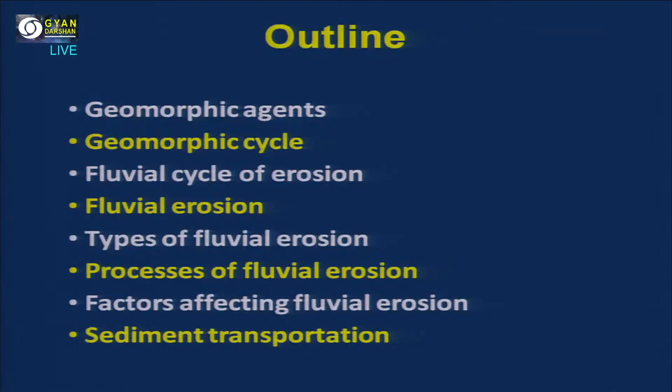In the beginning, we are going to discuss geomorphic processes, their types and agents, and then we'll go on to discuss the geomorphic cycle and the fluvial cycle of erosion. Then we'll discuss in some detail the fluvial erosion, its types, processes, and the factors which affect it. And at the end, we will touch upon the sediment transportation and deposition process. So now let us begin with this.